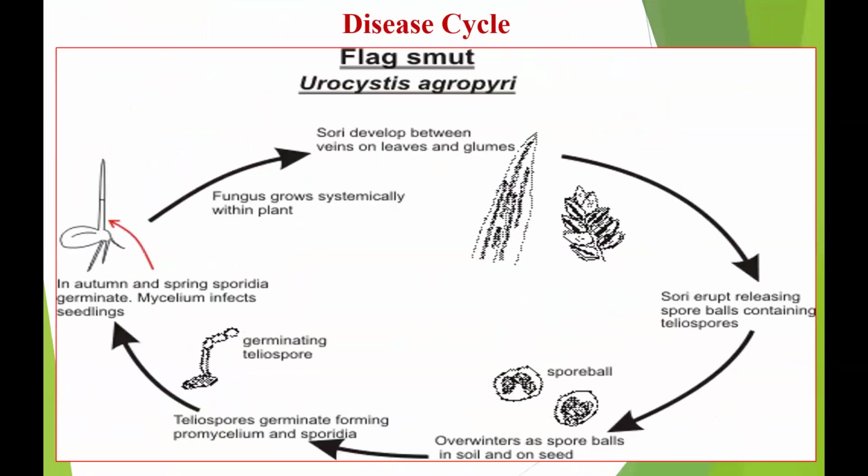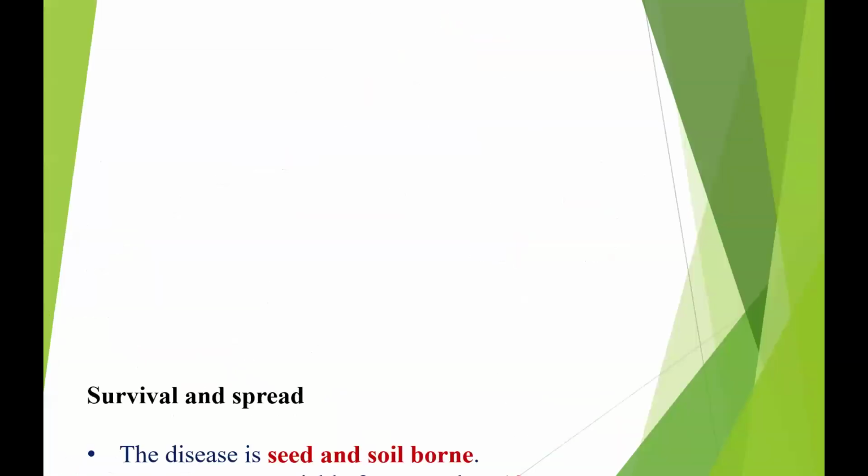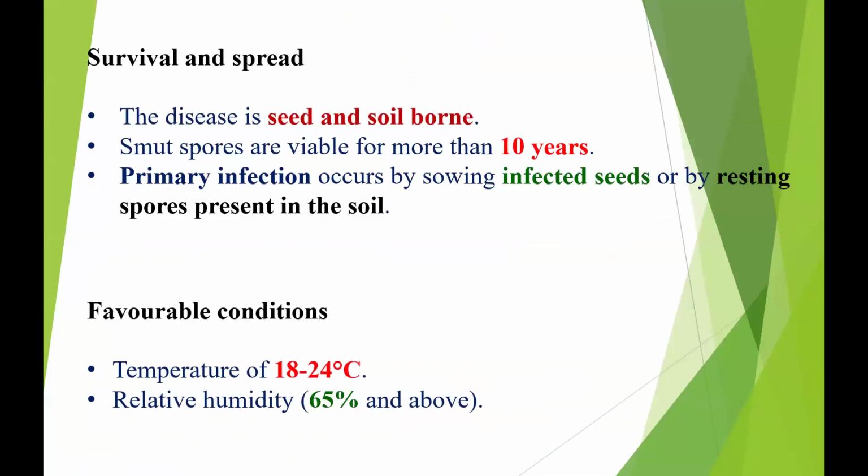And the disease cycle is: the sori develop between the veins of leaves and glumes. The sori release spore balls containing teliospores, which overwinter in the soil or seeds, and then germinate. Germinating teliospores form promycelium and sporidia, and when autumn and spring arrive, the sporidia again germinate and mycelium infects the seedlings. This fungus grows systemically with the plants. Again, we can see the symptoms on the leaves and glumes. Survival and spread is through seed or soil, as it is a seed or soil borne disease, and the smut spores are viable for more than 10 years, so it is unavoidable.